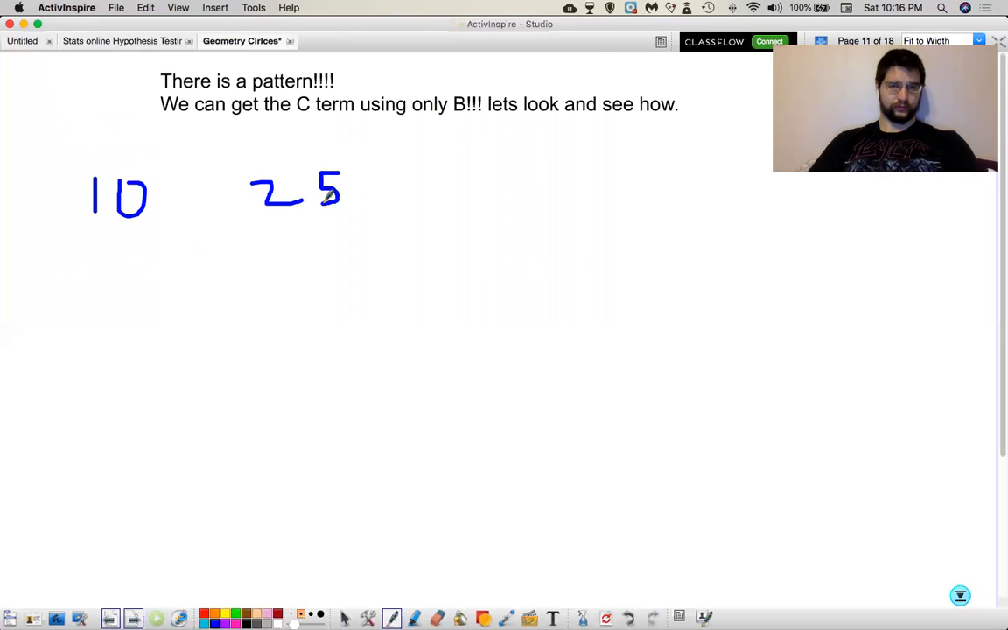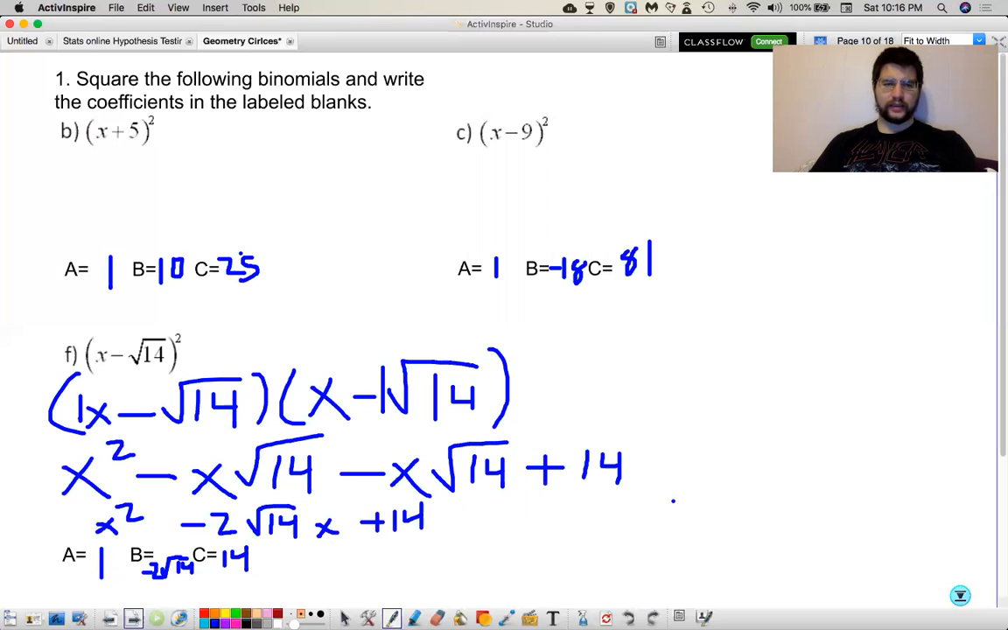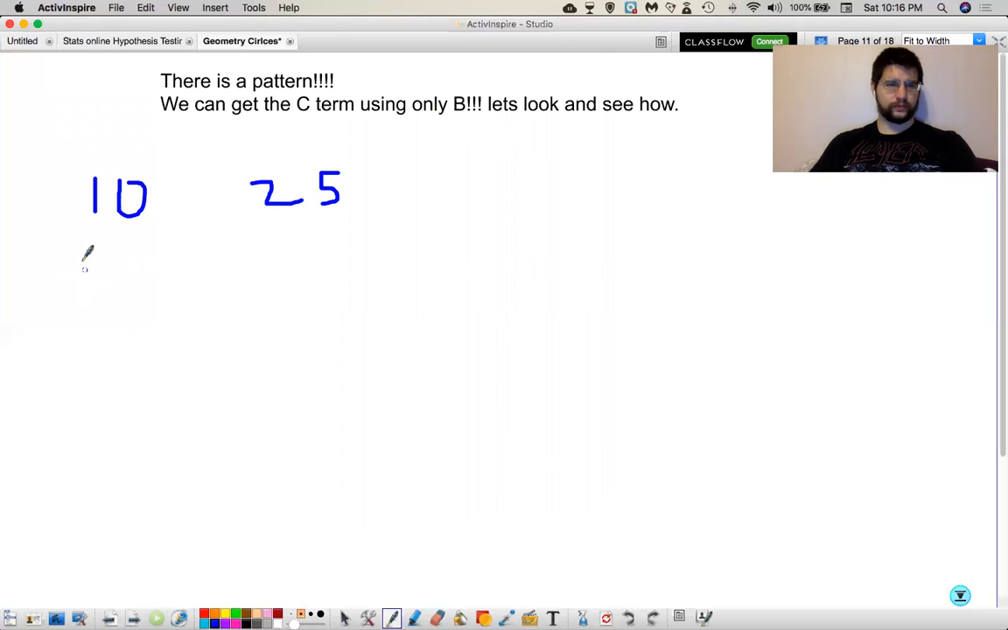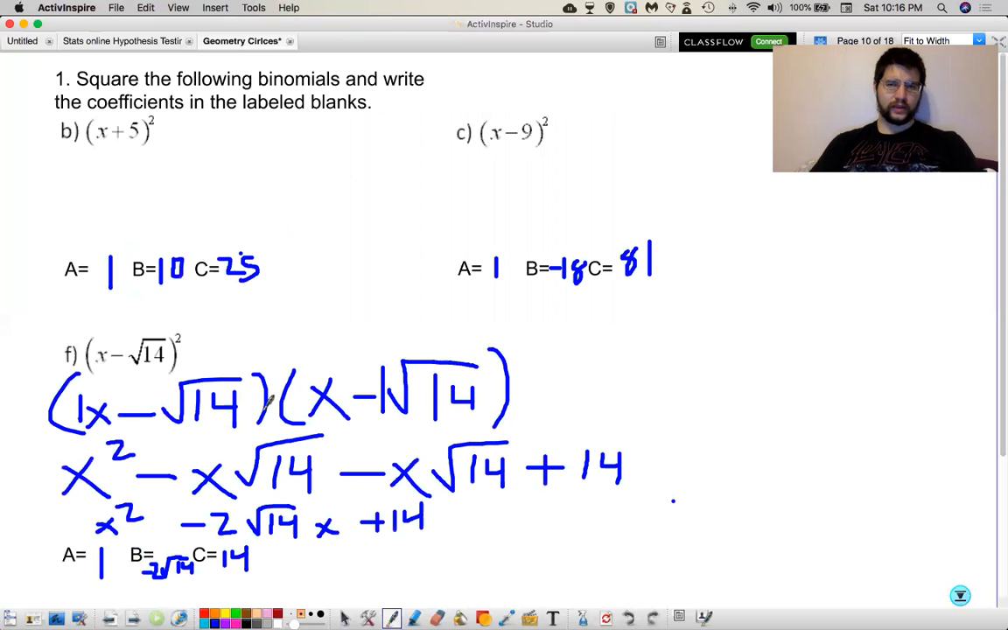Okay. Negative 18 gives us an 81. Oh. If we're looking at it, it doesn't look like the sign matters, because this is positive, we get a positive, that's negative, and we get a positive. And then, ooh, this is weird. Negative 2 square root of 14 gives us 14.